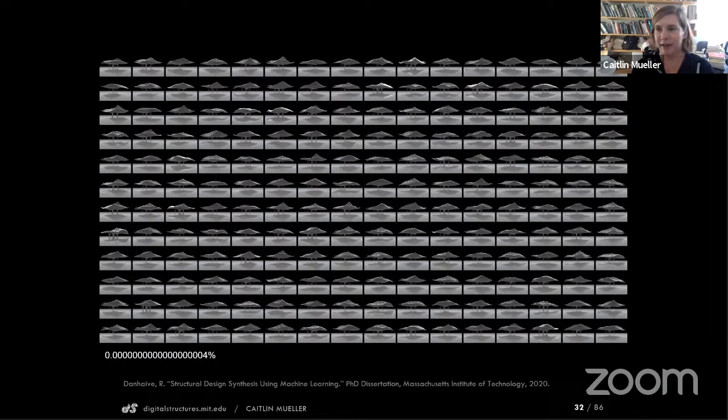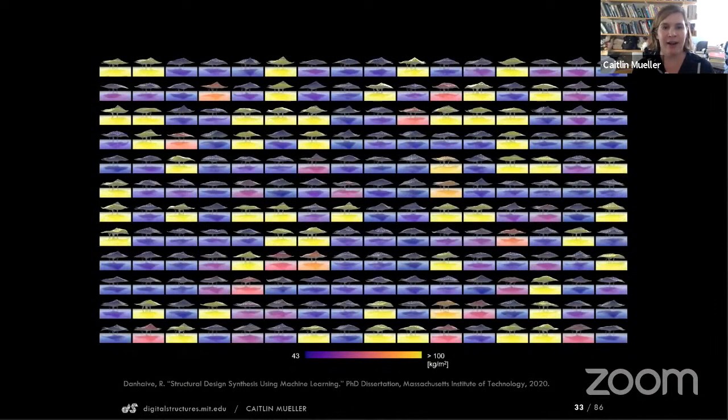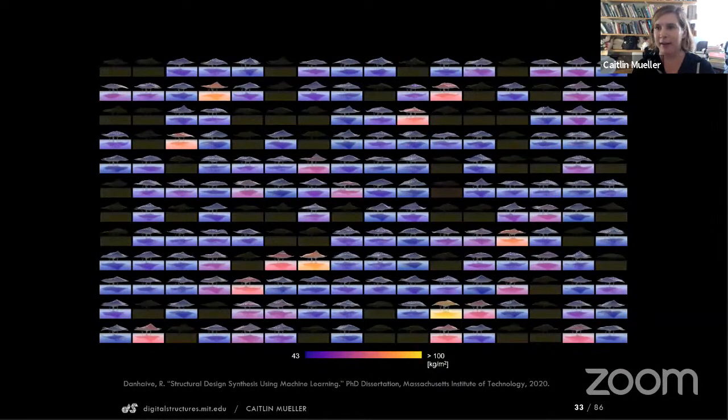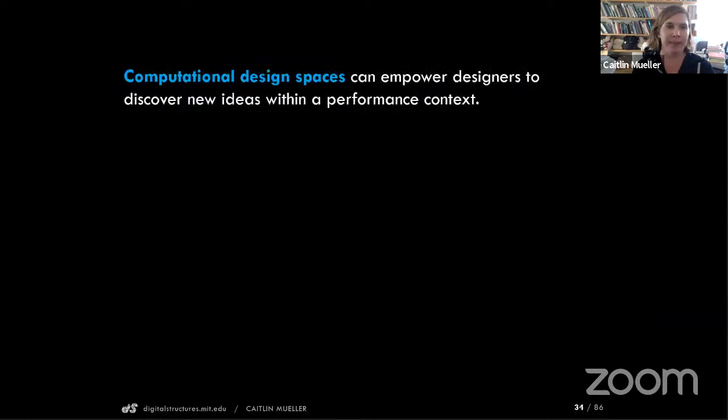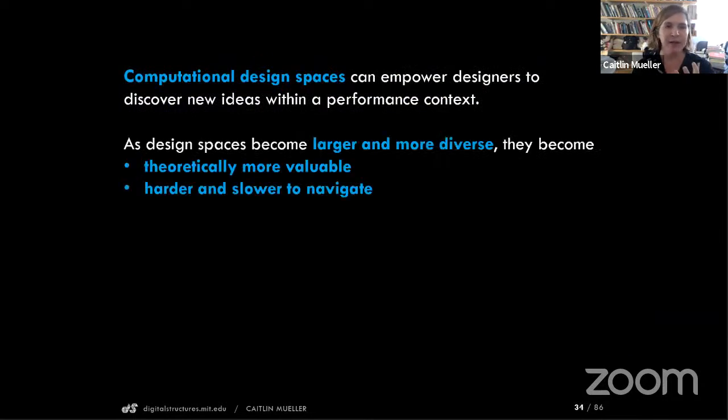It becomes impractical for me to actually understand this in any kind of breadth or comprehensive manner. Even if I can use simulation to study how they perform or behave, how efficient they are, it's still overwhelming. It's really hard for me to make sense of this. And so while these computational design spaces are very powerful, as they become larger and more diverse, they're also harder and slower for us to navigate.